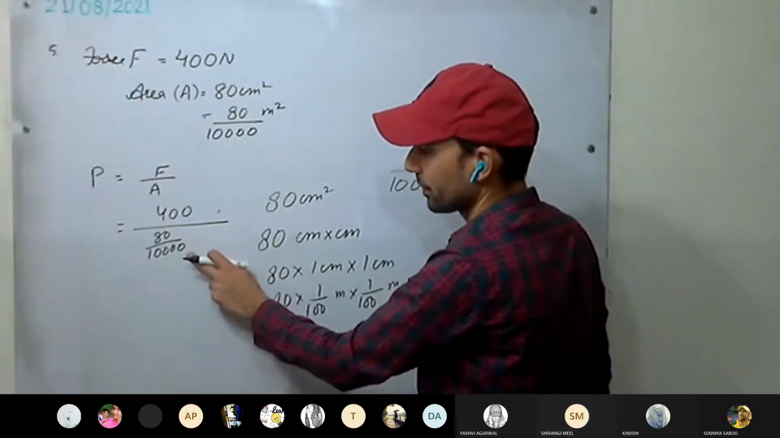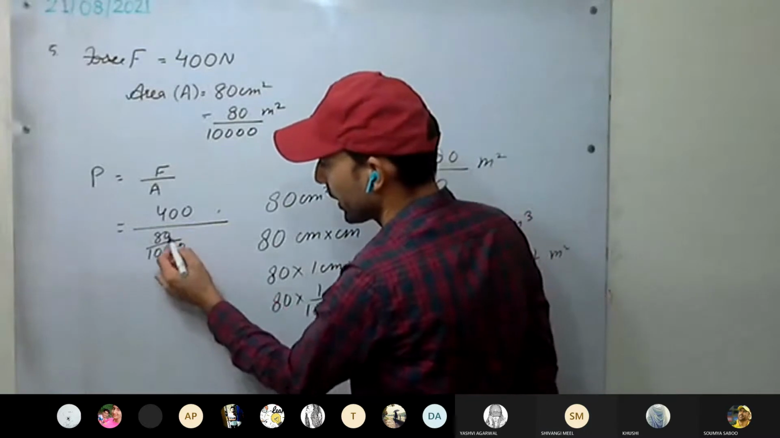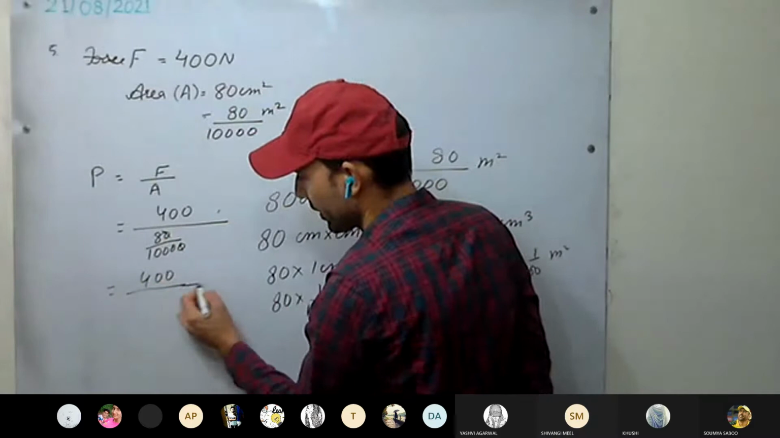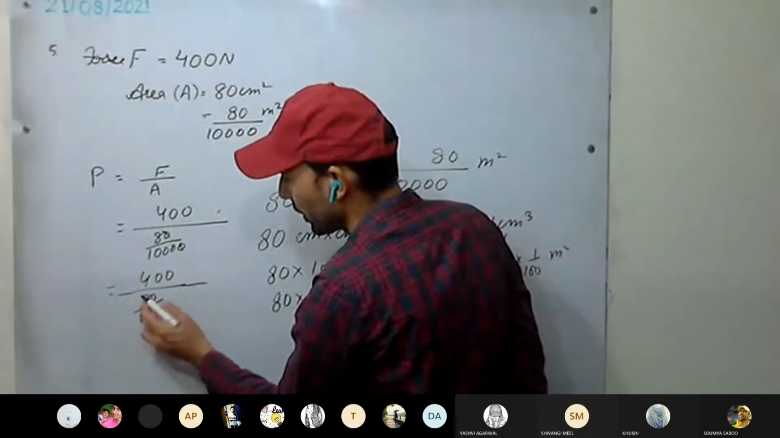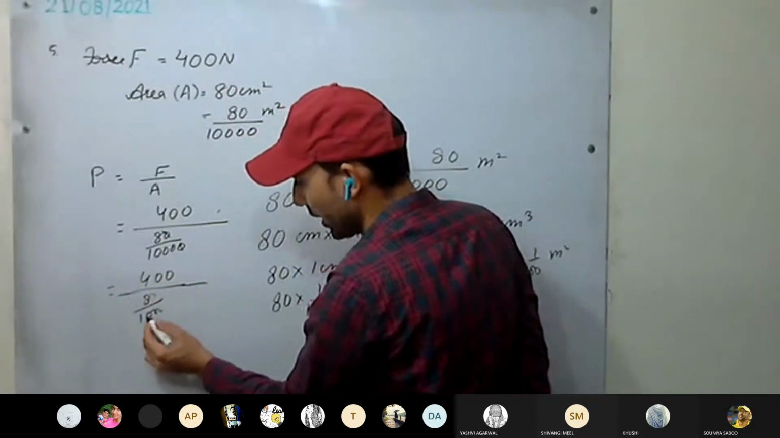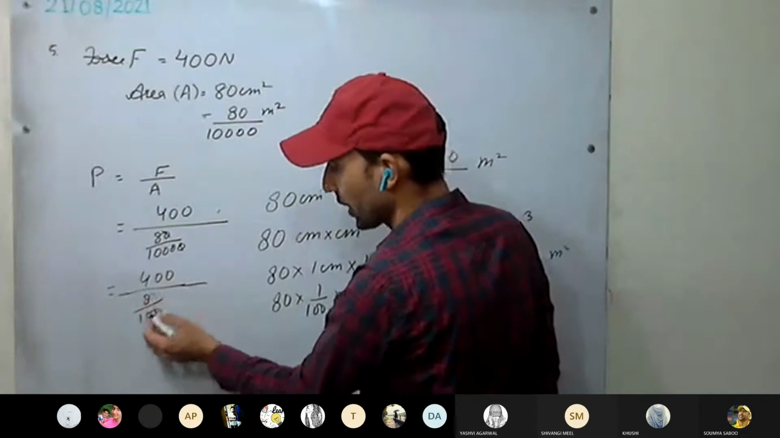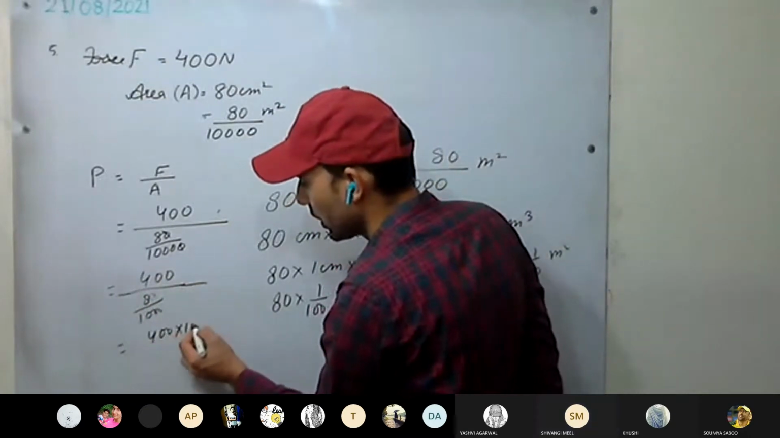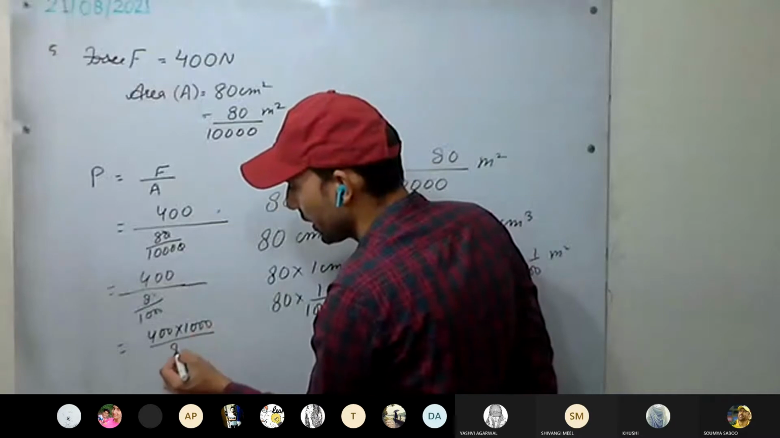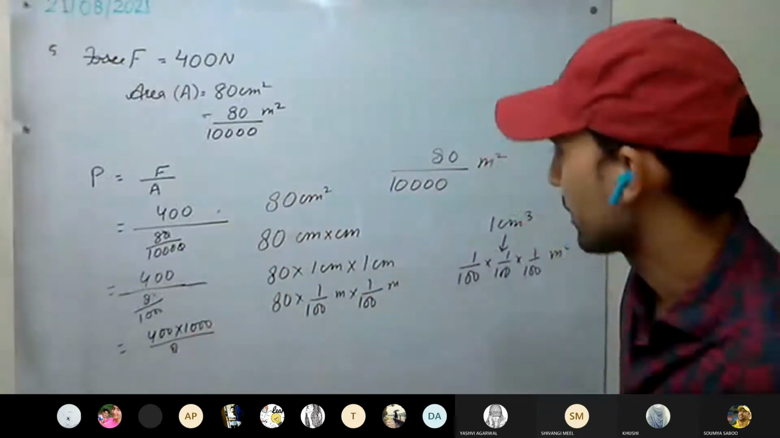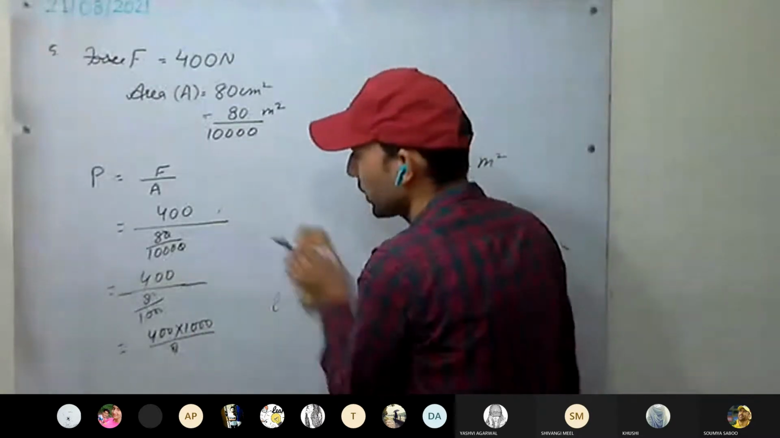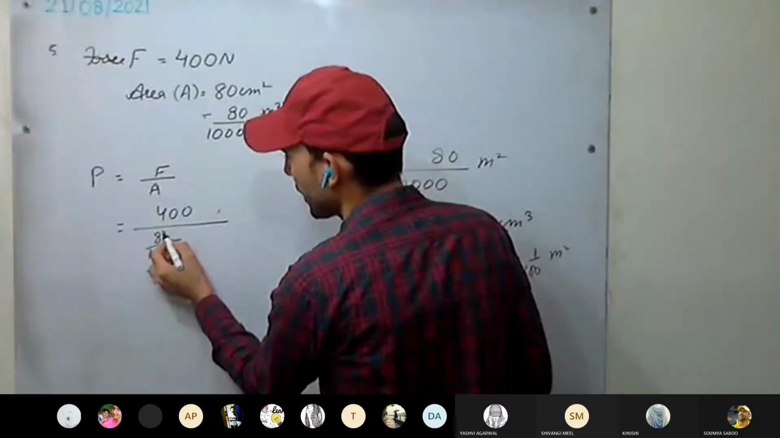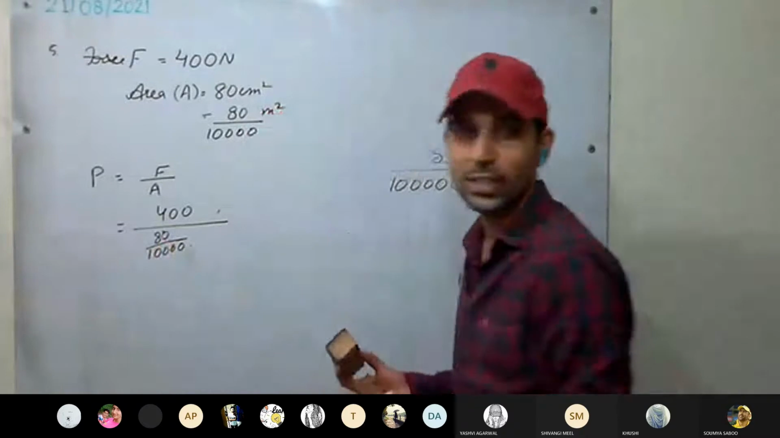Or you can do it like this. These all will go where? The 1 0 we can already cancel. So go with 400 divided by 80 upon 8 upon 1000. These 1000 will go in. You can divide or take it in: 400 into 1000 divided by 8. Or you can do one thing, see here, that will be better. Don't cancel here. Let them be zeros.